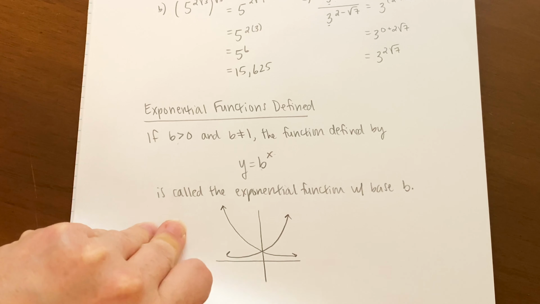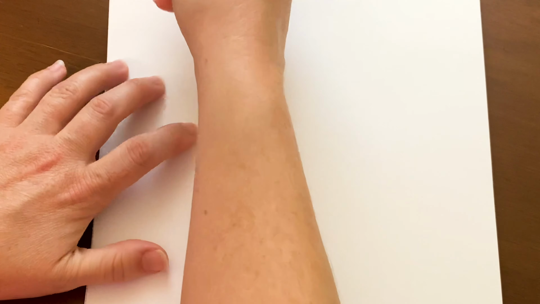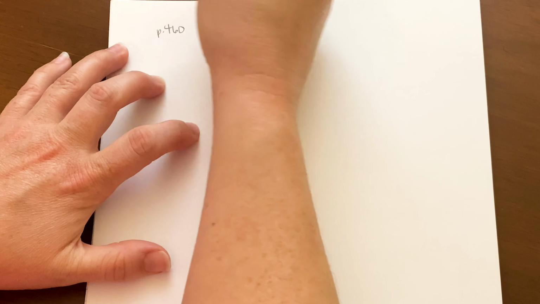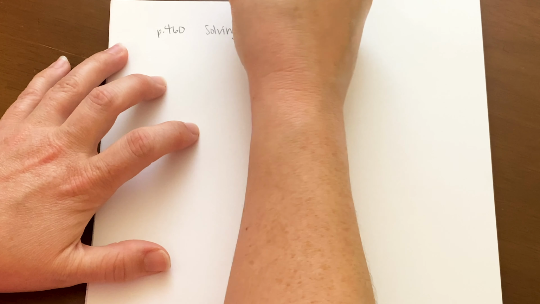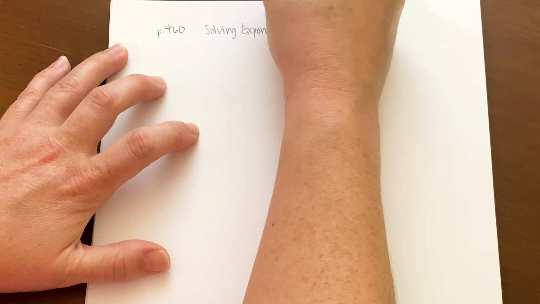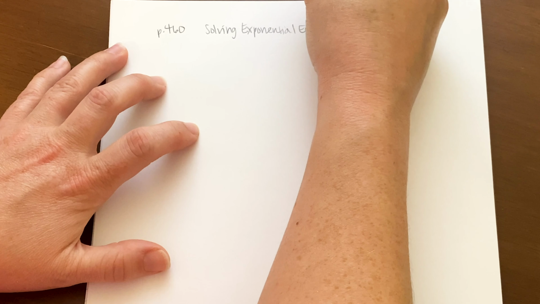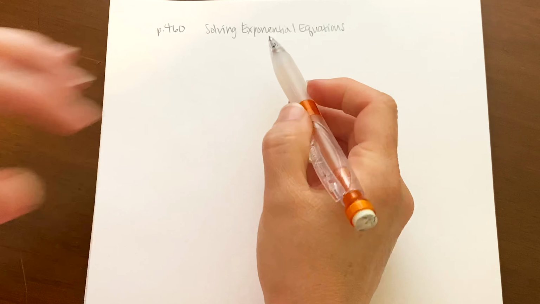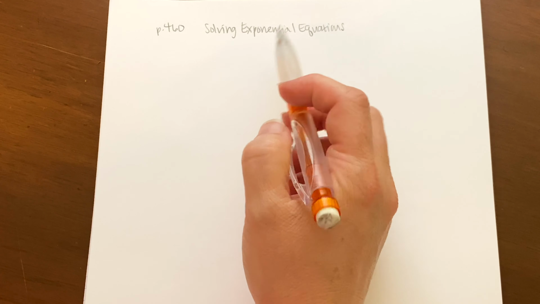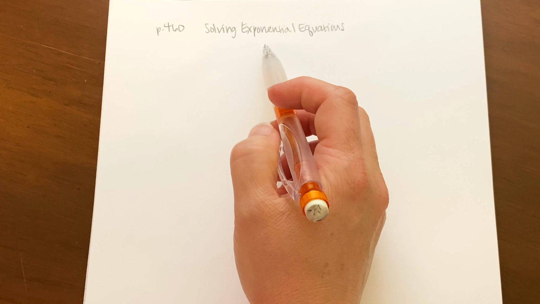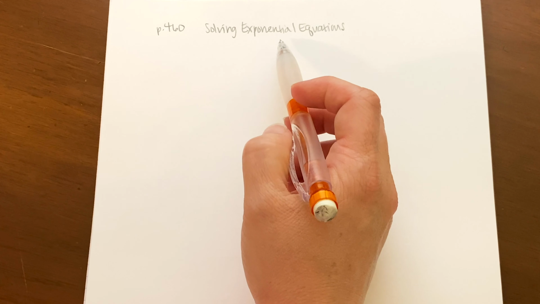All right, the other important thing that you need to know from this section is how to solve exponential equations. So in your book on page 460, there's a gray box that says solving exponential equations. I would highly recommend that you copy those points into your notes and refer to them when you're solving equations. I'll read them to you quickly here.